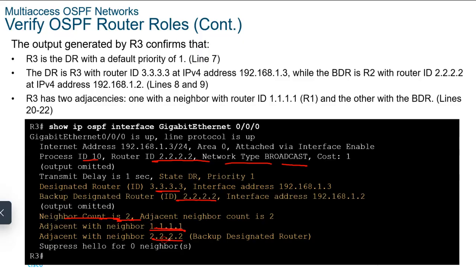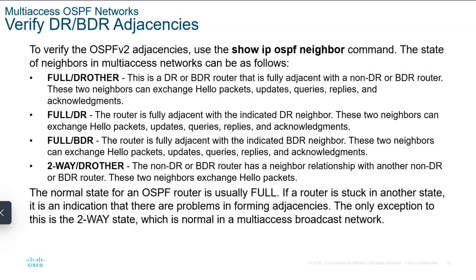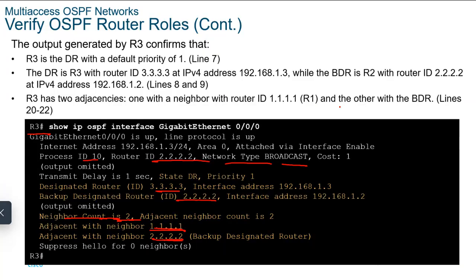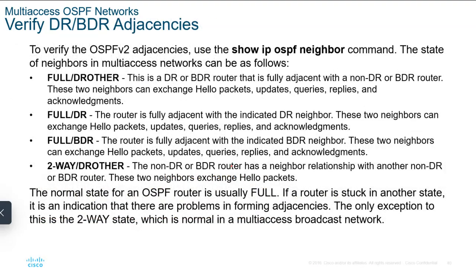This is router 1, this is router 2, and this is router 3 where we are. When you look at the state, it's the designated router, and the priority is 1, meaning that all three routers have the same priority number.